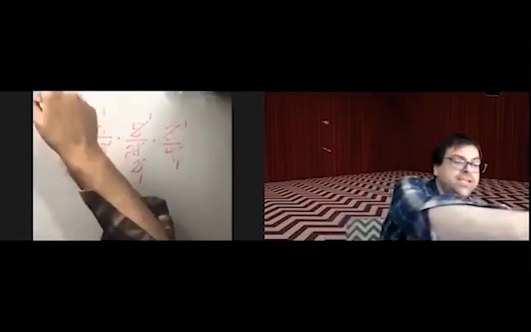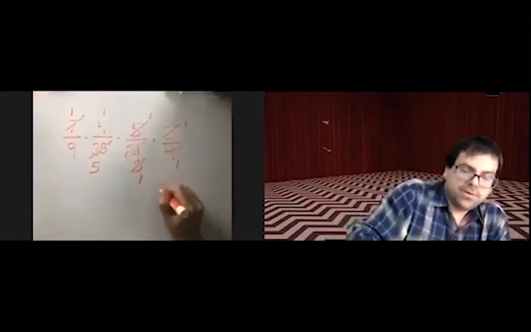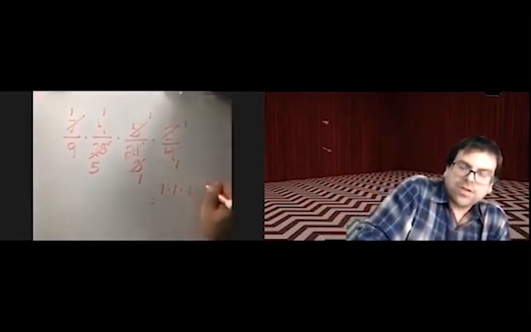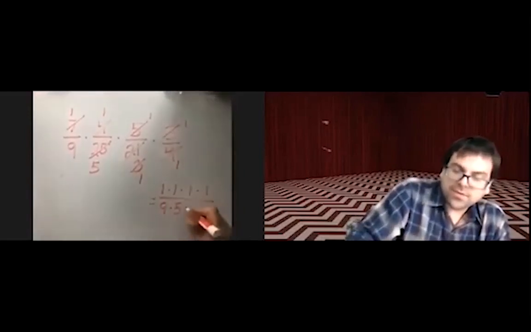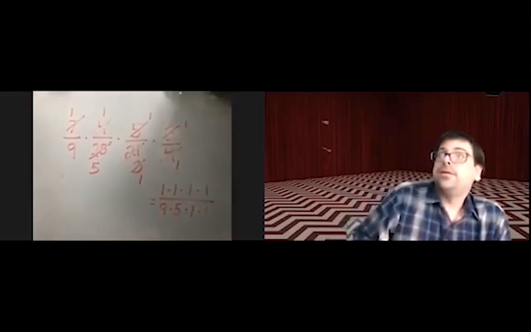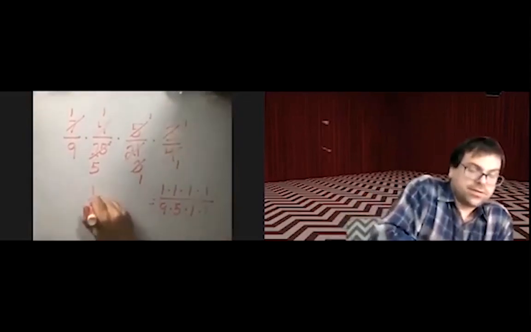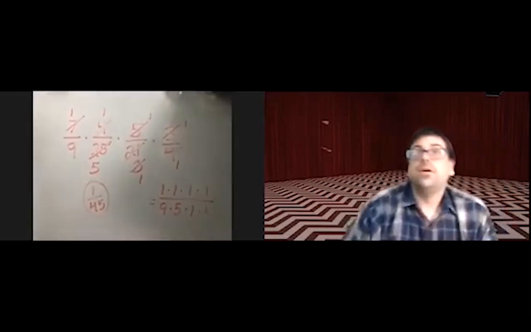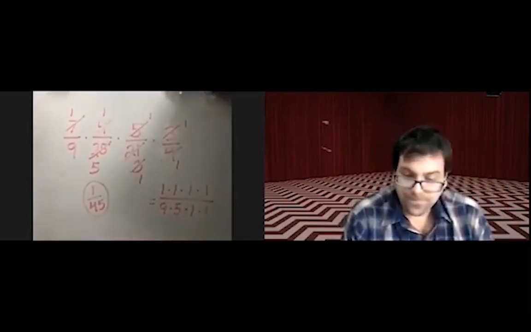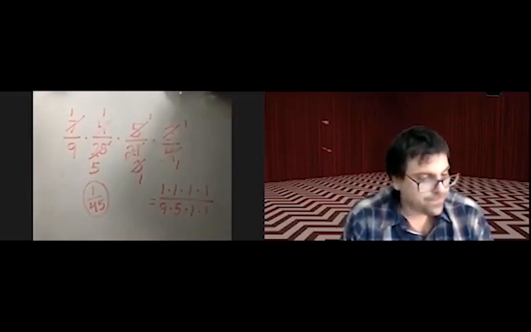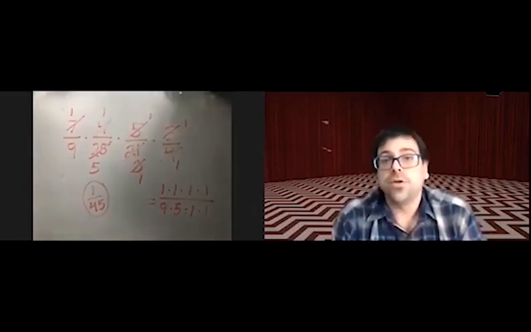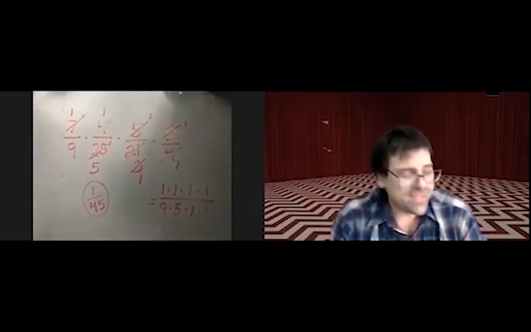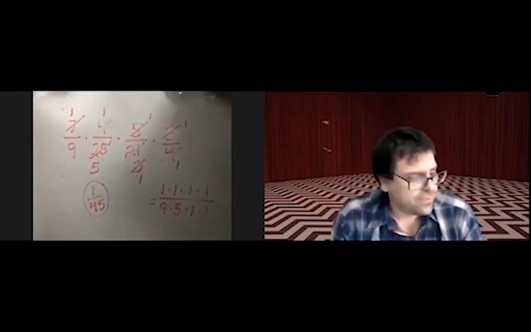So all of that just to get all ones on the top. 1 times 1 times 1 times 1. And on the bottom, we have 9 times 5 times 1 times 1. So we get an answer of 1 over 45. So those huge numbers we would have gotten if we just multiplied across the top and multiplied across the bottom, we would have had to reduce that all the way down to 1 over 45. Cancellation was very helpful here.